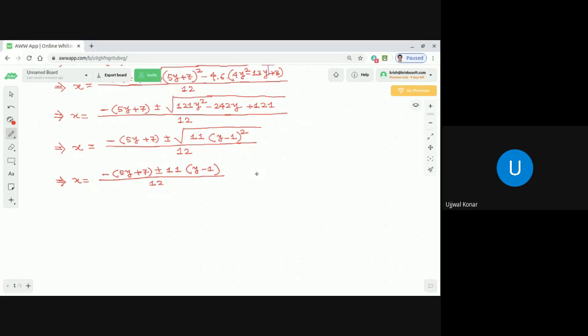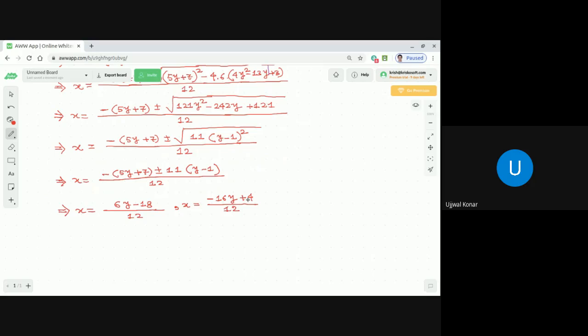Now we will take one plus value, one minus value. So if you take the plus value, then what we are going to get? We are going to get something like this. x is equal to 6y minus 18 by 12, or x is equal to minus 16y plus 4 by 12.